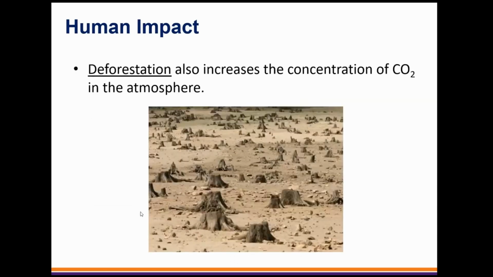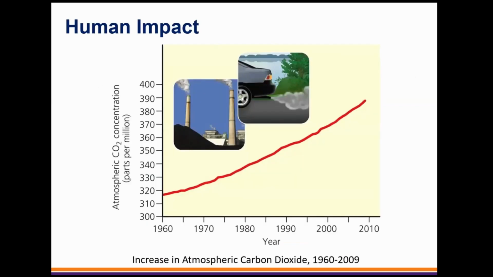Next, we also impact the carbon cycle through deforestation. When we cut down trees, we have fewer plants to convert carbon dioxide to oxygen. So with fewer trees, we will have less oxygen and an increase of carbon dioxide in the atmosphere.